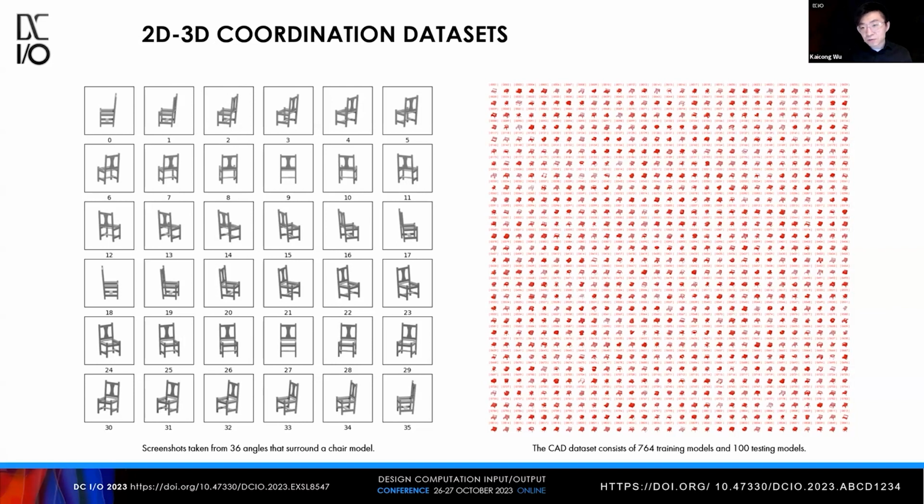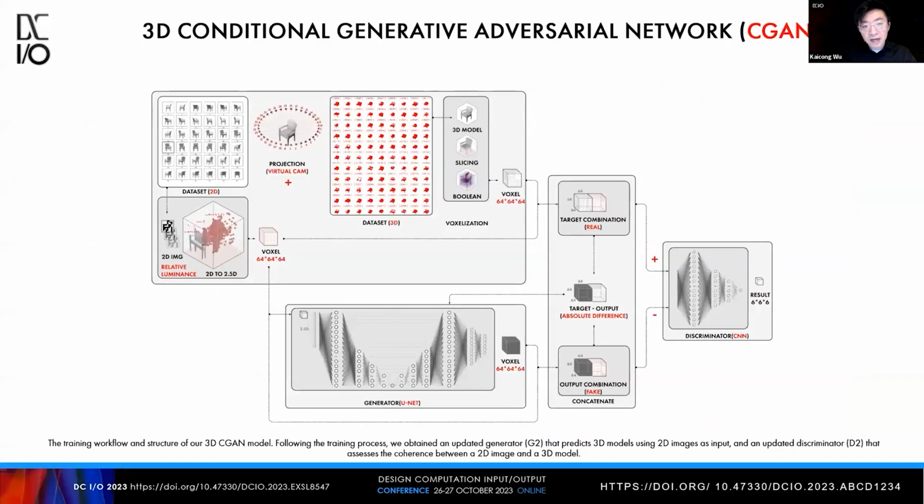So we just ran a script quickly to take screenshots of each of these digital CAD models that we downloaded. Basically every 10 degrees, we take one screenshot of the model and compile it into a data set, so every single chair has 36 images corresponding to it. And then both the images and the models are fed into the conditional GAN networks.